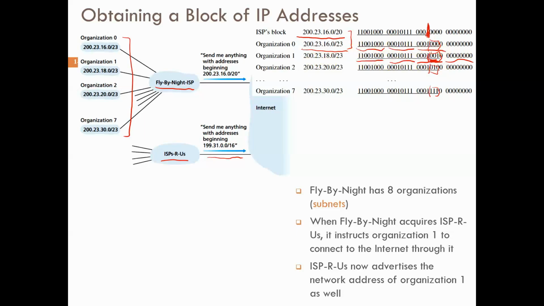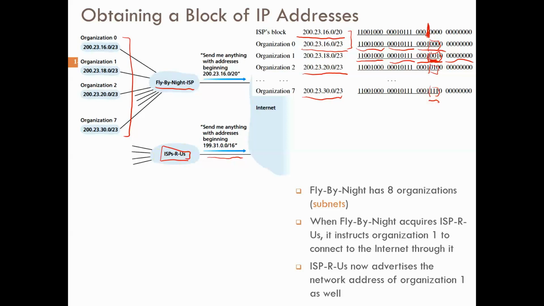And you go on. Organization 2 will have 200.23.20.0, all the way up to organization 7, which is 200.23.30.0, where the subnet ID here is 3 ones. Probably there is a similar structure in the other ISP, ISPs-R-Us, but it is not shown in the figure.